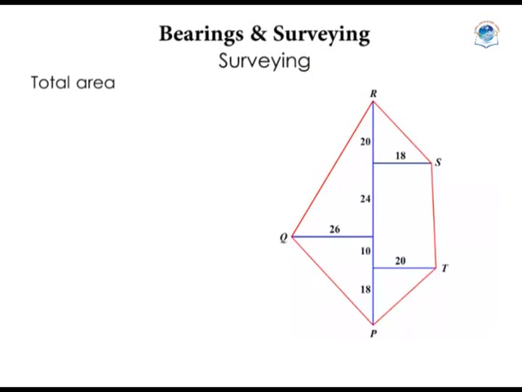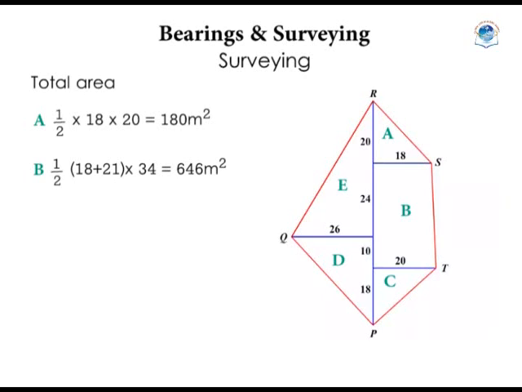And now with this map, we can find the area of the piece of land. Let's have these figures as A, B, C, D, and E. A is a triangle. Its area will be given by a half times 18 times 20, and that gives us 180 meters squared. B is a trapezium. Its area will be given by a half times (18 plus 20) times 34, and that gives us 646 meters squared. C is a triangle. Its area is a half times 18 times 20, which is 180 meters squared.